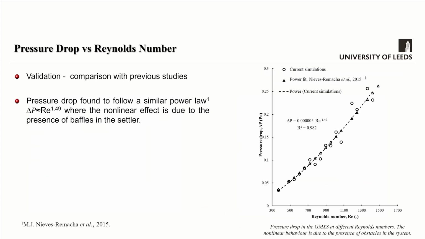Before doing that, how do I know that what I retrieve, the pressure drop and my residence time, is correct? In terms of pressure drop, we evaluated that with the work of Neves and Shimada, and you can see that we have a similar power with the Reynolds number power law approximation, and it actually fits the data quite nicely.